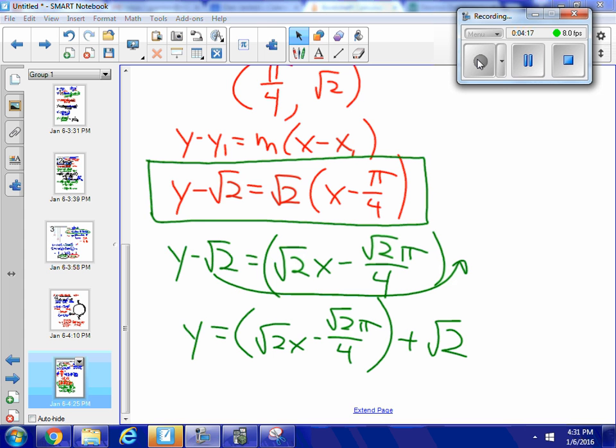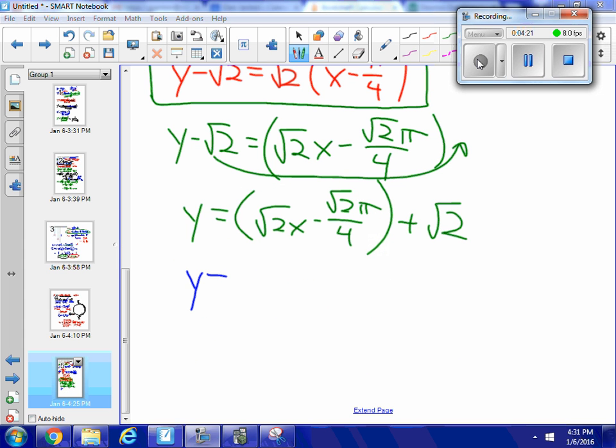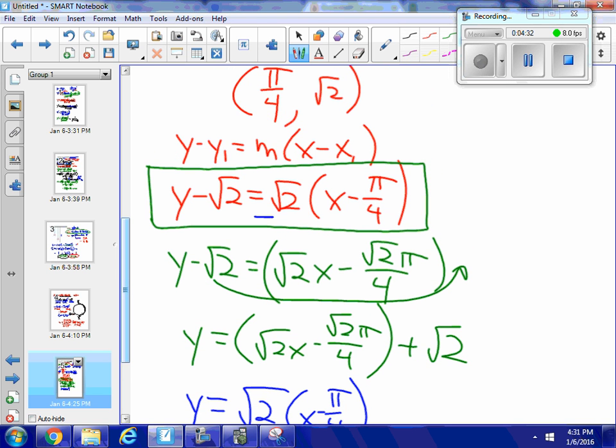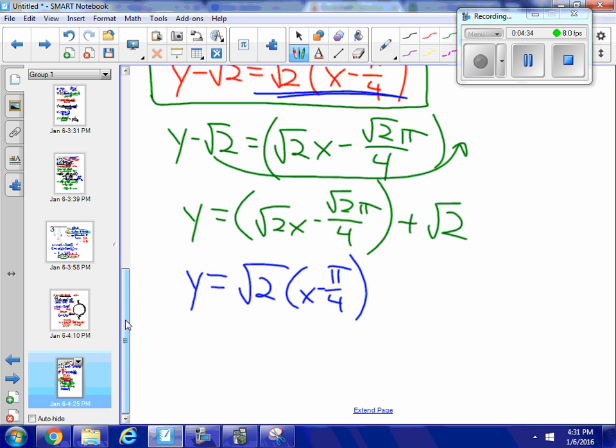Or if I wanted to make it just a tiny bit simpler, I could pull out the radical 2 here: radical 2 times x minus pi over 4. In other words, leave it the way that I had it right here, and just add the radical 2 to the end. This is the equation of my tangent line, right here.